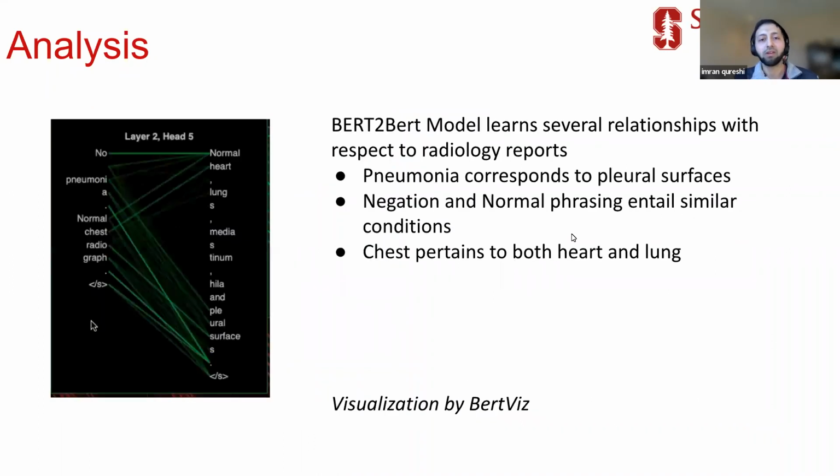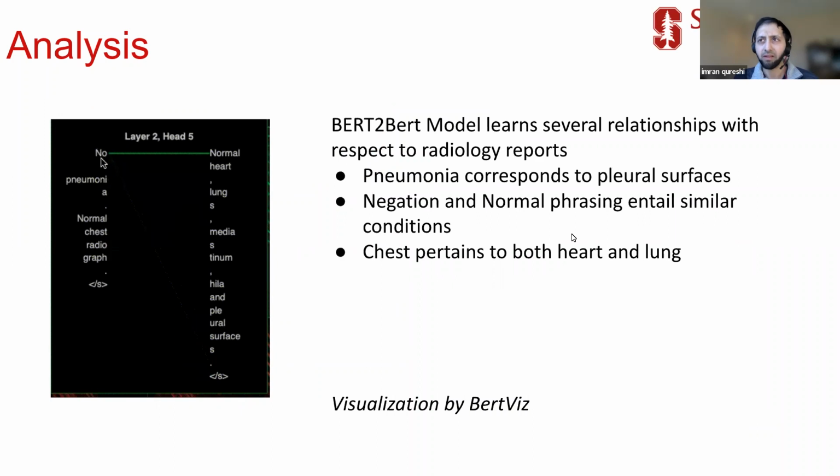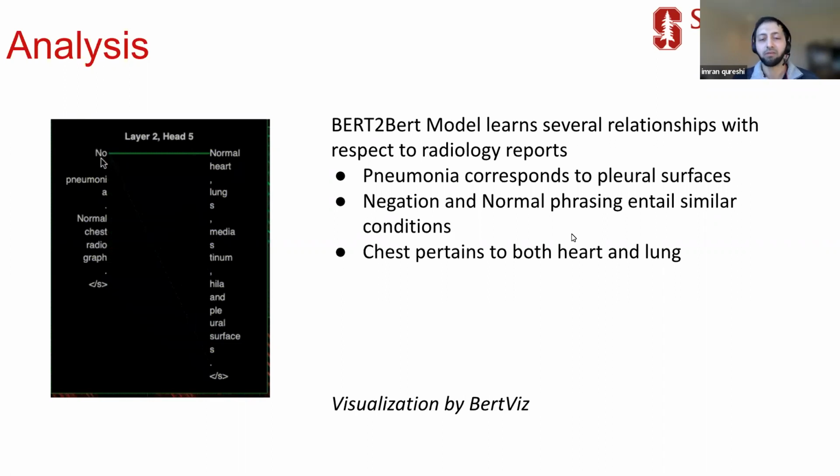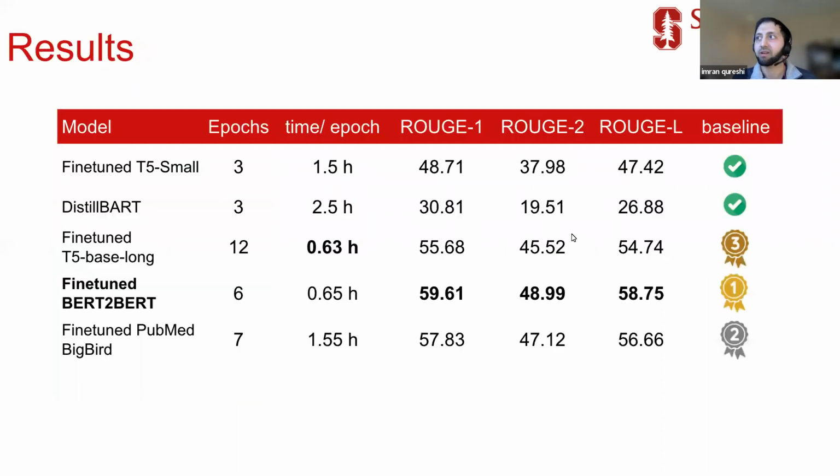We also want to look at what knowledge the model has learned. Interestingly, the model is not just learning random statistical patterns in our dataset. It's learning important anatomical and physiological facts from our data, such as that no and negation are associated with normal anatomical features, or the fact that pneumonia is associated with pleural surfaces of the lung, and that chest is associated with heart, lung, and the mediastinum region. This is very important knowledge that is being learned that could eventually be extracted in future work.